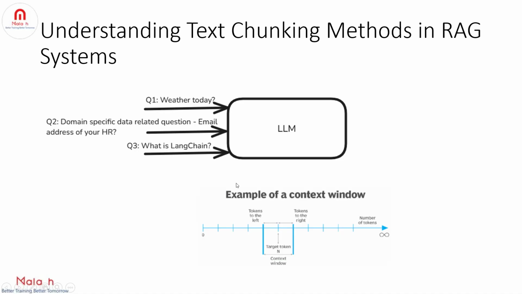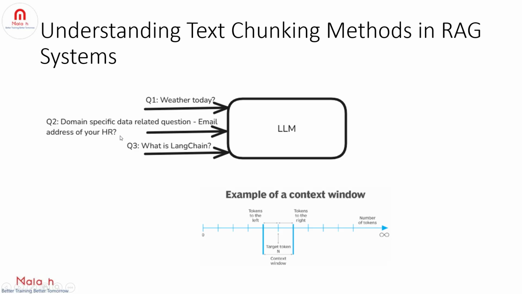Let's say you ask an LLM what the weather is today. The LLM has a cutoff date on when it was last trained, and we are asking a question related to today, so it goes to the internet, that is tools, and searches and retrieves the answer for us. Question number 2: let's say you ask a question related to your company-specific HR information, that is specific to your domain. Then it goes to the vector database, processes, and retrieves the answer for us.